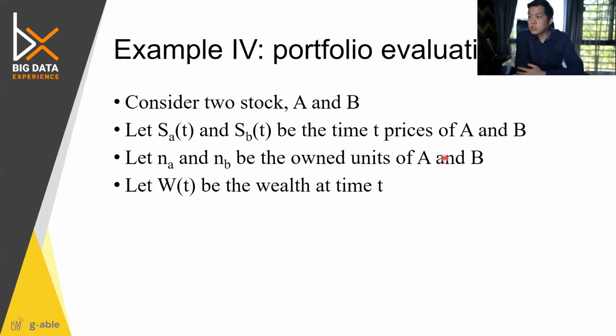Say we have two stocks, A and B, and we have two stock prices that change over time, SA and SB, that are different, changing differently. NA and NB are the number of units that you own, that you have purchased. And WT is the function of wealth, meaning that you can just multiply NA with SA and NB with SB. Combine them, you get the total amount at time T.